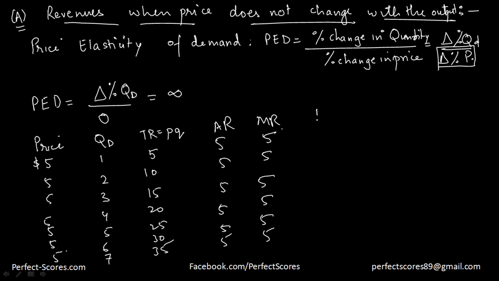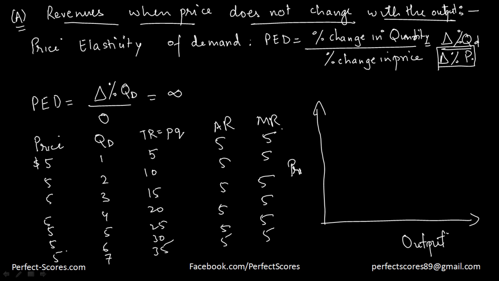So if I were to plot these things onto the graph, let's suppose this is my output and this over here is my price, then my average revenue and my marginal revenue are going to be equal to 5. So this line is going to be my average revenue, which is equal to marginal revenue. Now this is only when the price elasticity of demand is infinite. I suppose you're understanding what I'm trying to say here.